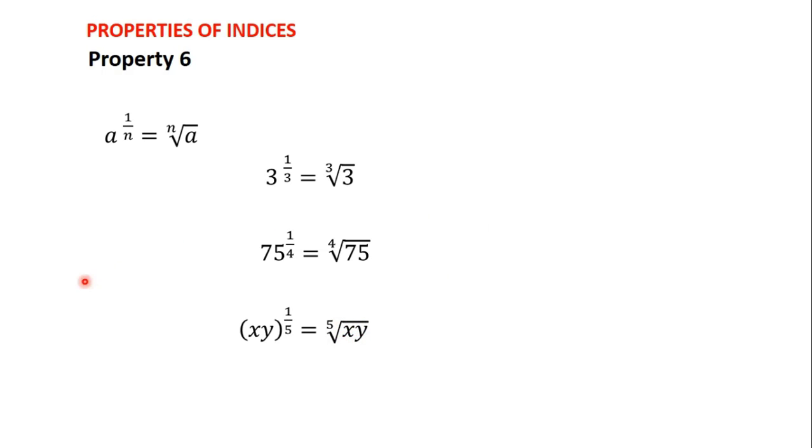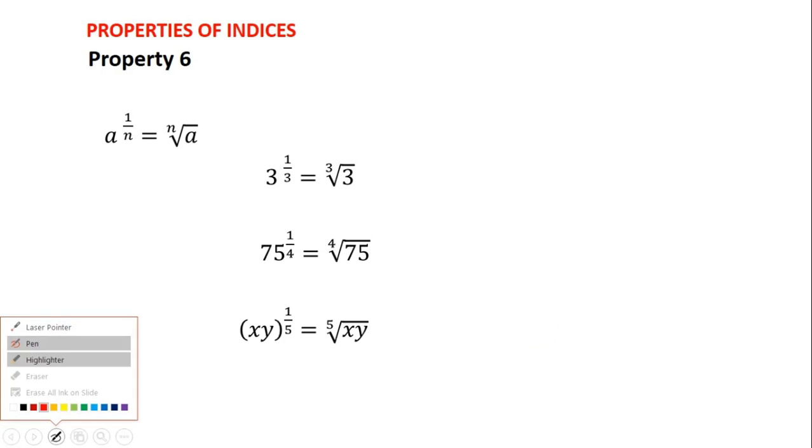Make sure that you don't write it like this. This is what I mean. In this case, you don't write it as 5, then square root of xy. This is wrong. This is 5 square root of xy, and this is 5 fifth root of xy. So the 5 should be written as a very small number. Then you write the square root sign and xy under the square root sign. Okay.